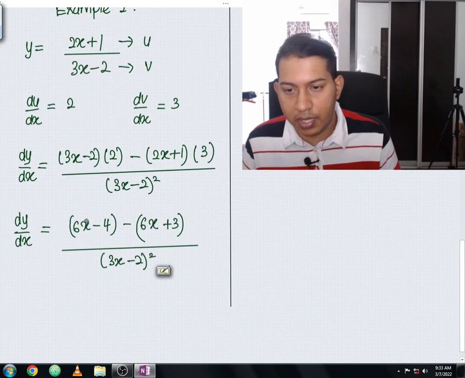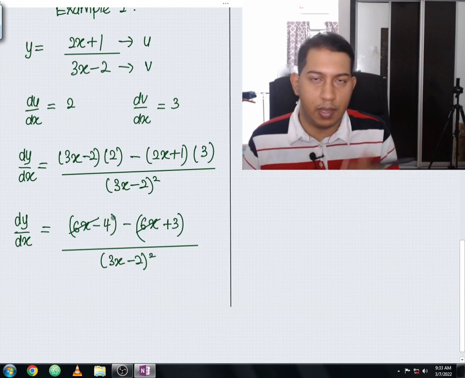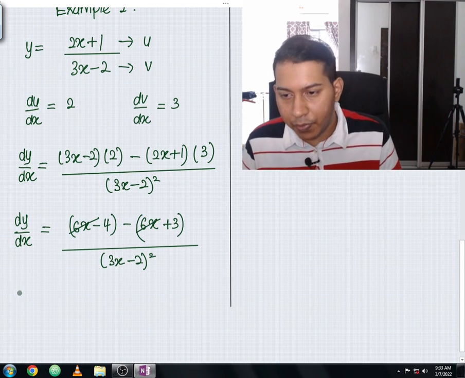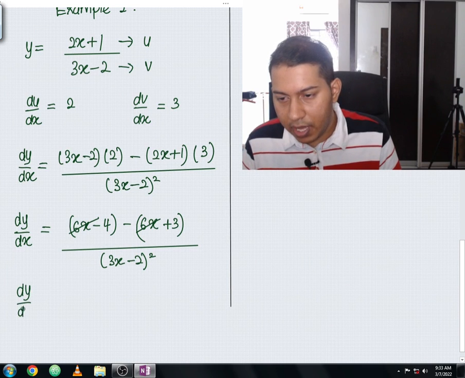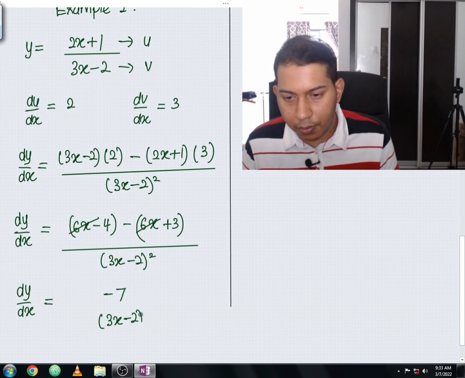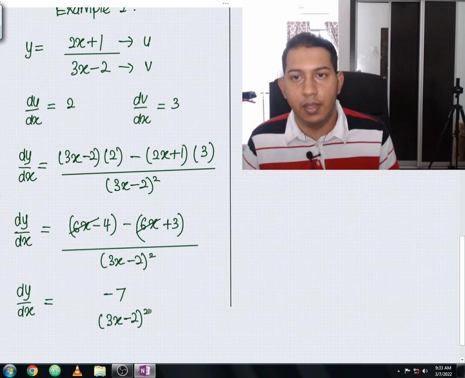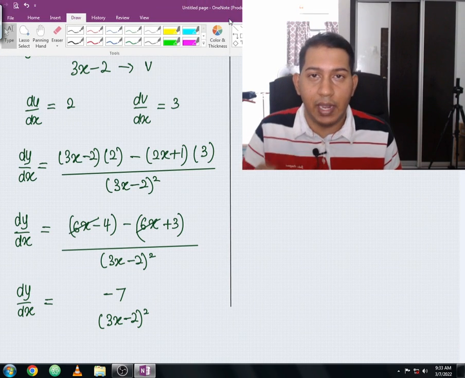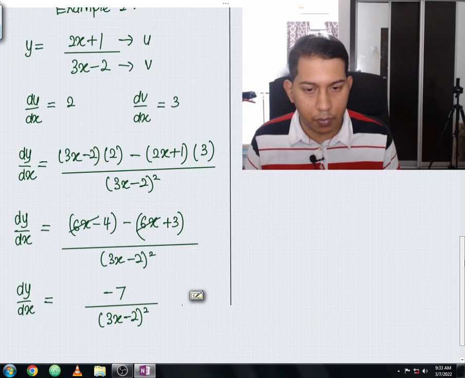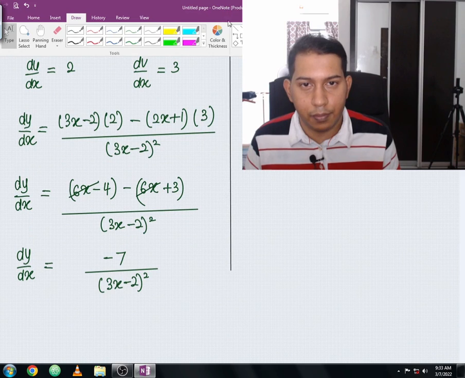So the 6x and 6x you can cancel them out. 6x minus 6x is 0. From here, negative 4 minus 3, you get negative 7. So your dy over dx will be equal to negative 7 divided by (3x minus 2) squared. So that is your final answer for example number 2. Let me underline the solution.